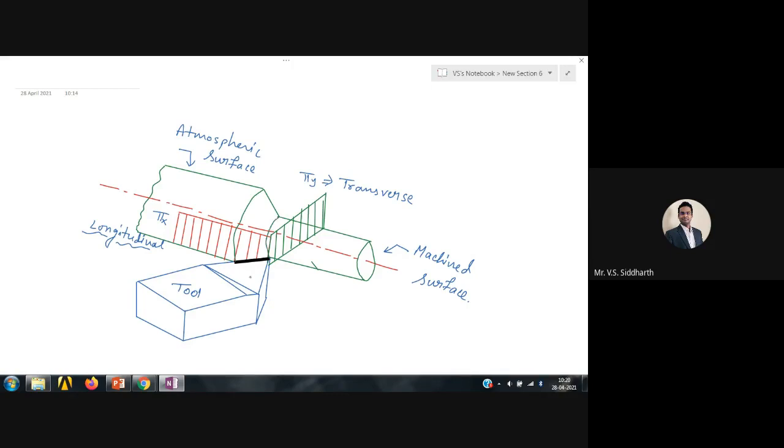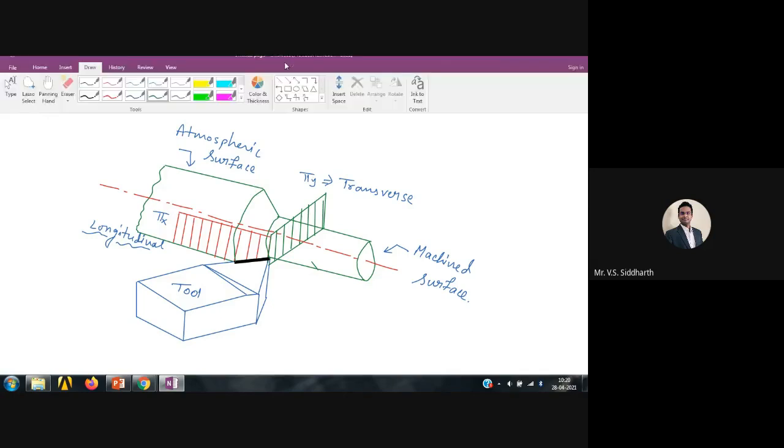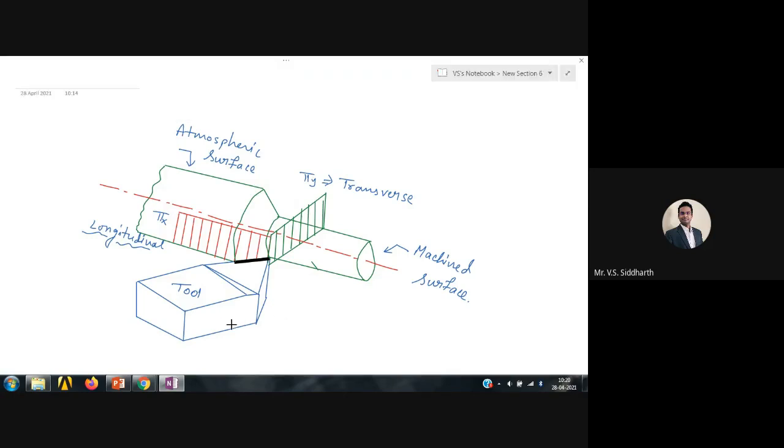Okay. Now, if I am applying a force on the tool in this direction, which is the longitudinal direction, for cutting to take place, I need to move the tool in this direction, right?